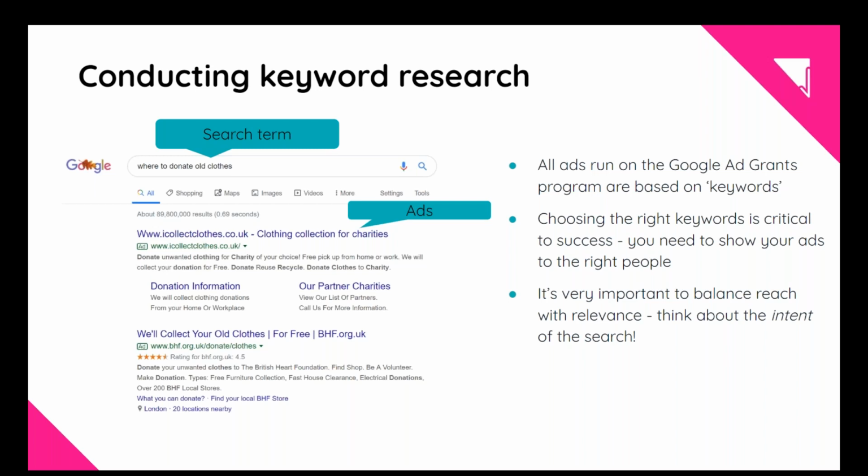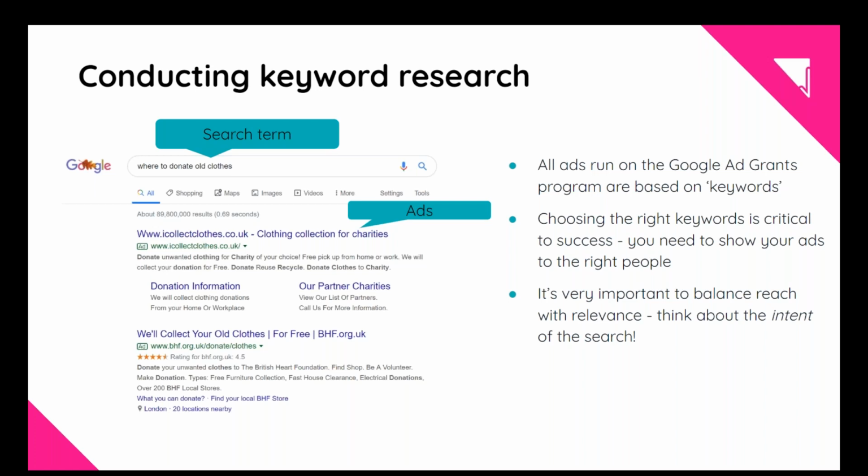So for example, if your organization can accept donations of old clothing, it's likely that you'd want your ad to show when someone searched for where to donate old clothes. So you might add where to donate old clothes as a keyword to your account. You've probably noticed that when we say keywords, these can actually be several words or even a question as well. And choosing the right keywords for your account is really critical to success.